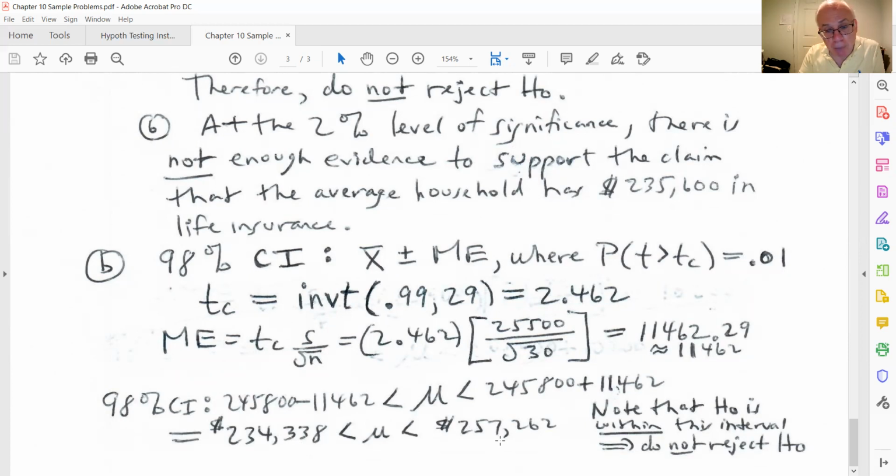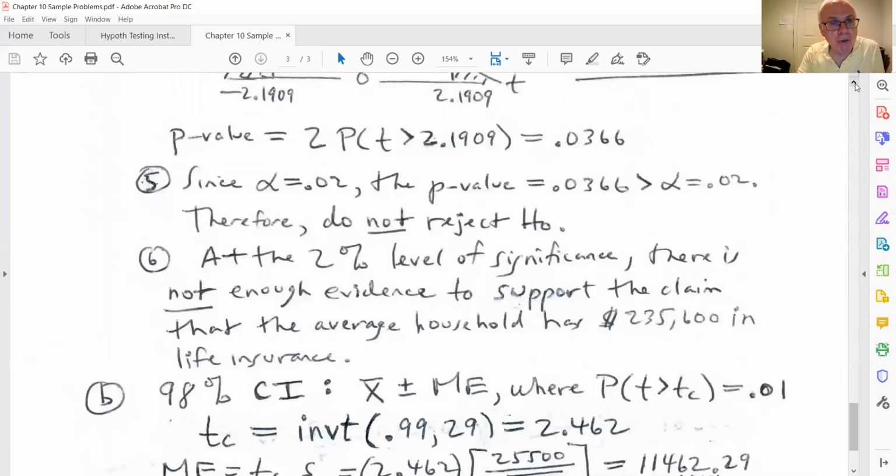Now here's the big deal about confidence intervals. If we are relating it to a two-sided hypothesis test, if the null hypothesized value, which in this case was what? What was the null hypothesized value?